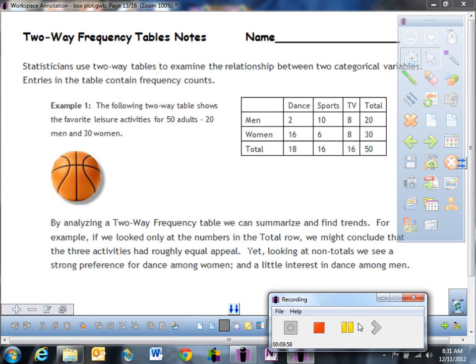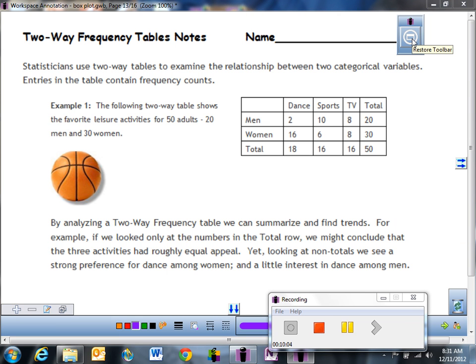The last thing we're going to look at today are two-way frequency tables. Statisticians use two-way frequency tables to examine the relationship between two categorical variables. Entries in the table contain frequency counts. The following two-way table shows the favorite leisure activities for 30 adults, 20 men, and 30 women.